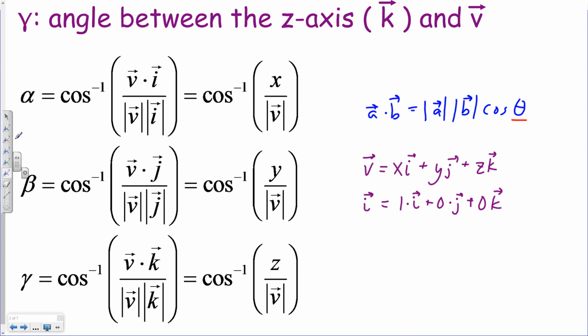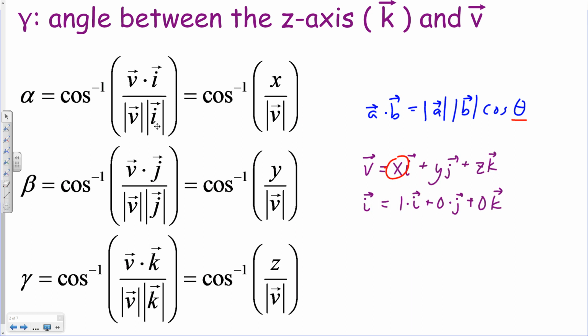And so if you go ahead and find the dot product of these, you'll find that when you take x times 1, you just get x. When you take y times the 0, those cancel out. Z times 0, those cancel out. So really, the dot product just turns out to be this quantity right here, x. And that's what we're seeing in the formula there. The dot product of v dotted with I, we can just simplify to x, and still divided by the magnitude of v.